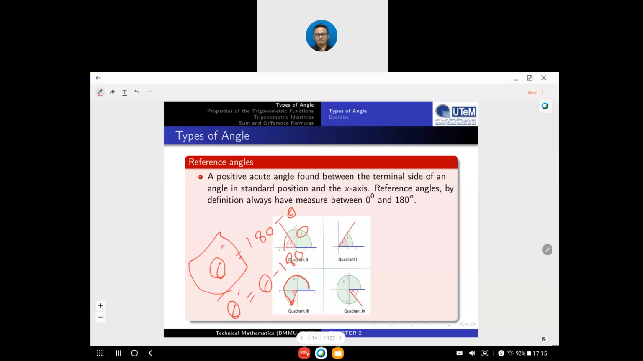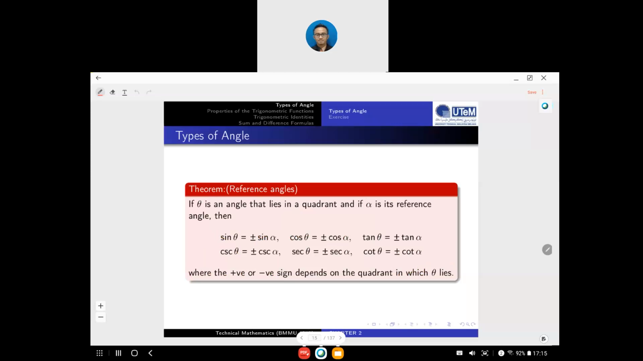Okay. If your angle places at the fourth quadrant, how to find the reference angle? To find the reference angle for this one, theta prime equal to 360 minus theta. Okay, so you can get the reference angle. Okay, in this case, the reference angle is the red one. Okay, yang warna merah tu adalah reference angle. Okay, boleh?